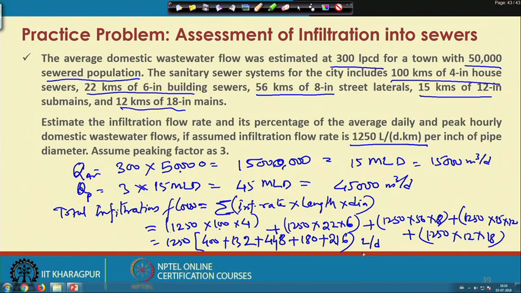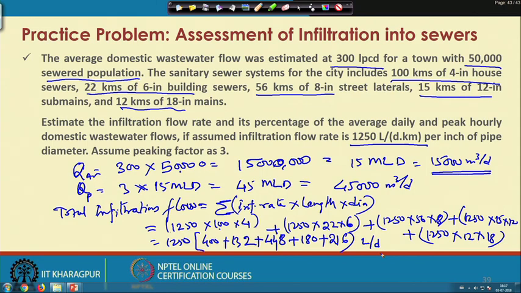After that, what is being asked is to estimate the infiltration flow rate, and we also need to estimate its percentage of the average daily and peak hourly domestic wastewater flows. For average flow, we need it in order to get the percentage. Average flow is total 15 MLD. Let us estimate it in cubic meters per day, so we divide the liters by 1000 to get cubic meters per day, okay.